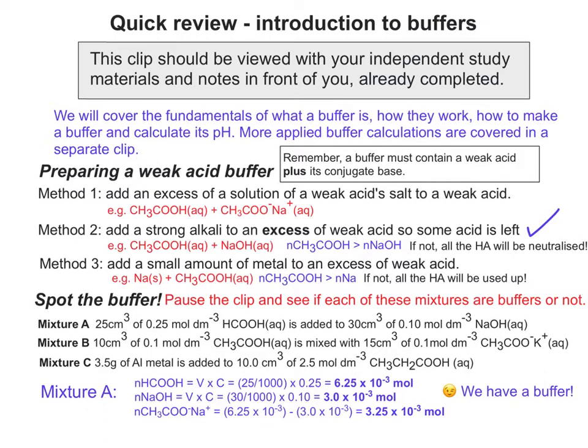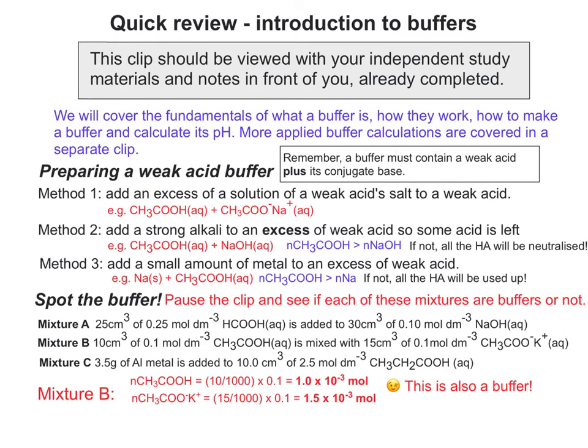Let's have a look at mixture B now. Doing the same type of calculation for mixture B, working out the moles separately of every species, you can see that you have more conjugate base than weak acid. So this is also a buffer. In these two examples, the moles of conjugate base has been in excess. It doesn't necessarily have to be an excess. It just has to be there. There has to be some conjugate base and some weak acid there for it to work. So these two examples happen to work as buffers.